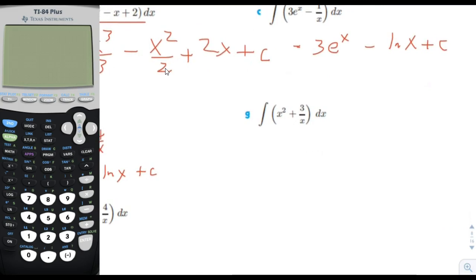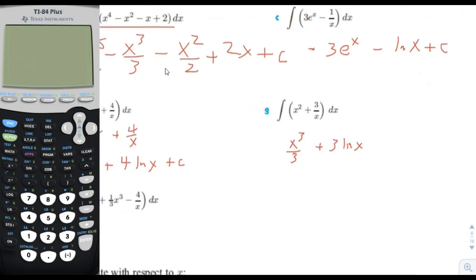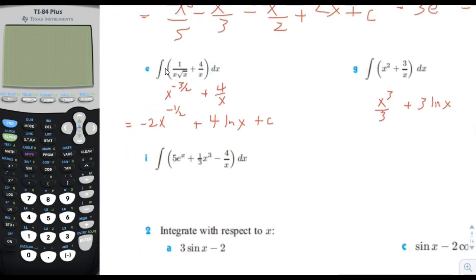The integral of x squared is x cubed over 3. The integral of plus 3 over x is plus 3 natural log of x. The integral of 5e to the x is 5e to the x. The integral of 1/3 x cubed is x to the 4th over 12. And the integral of 4 over x is 4 log x.